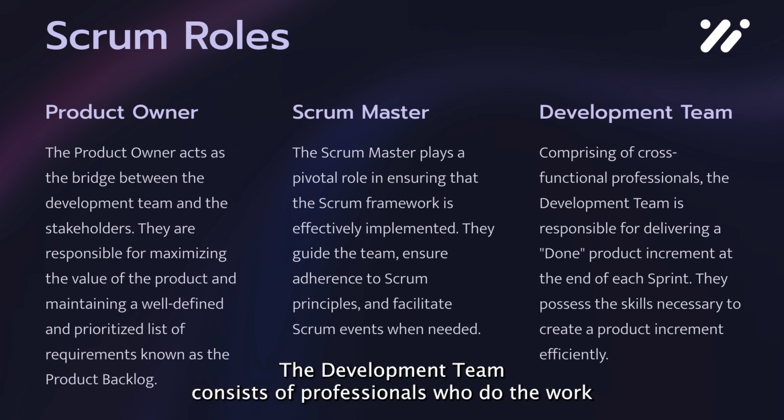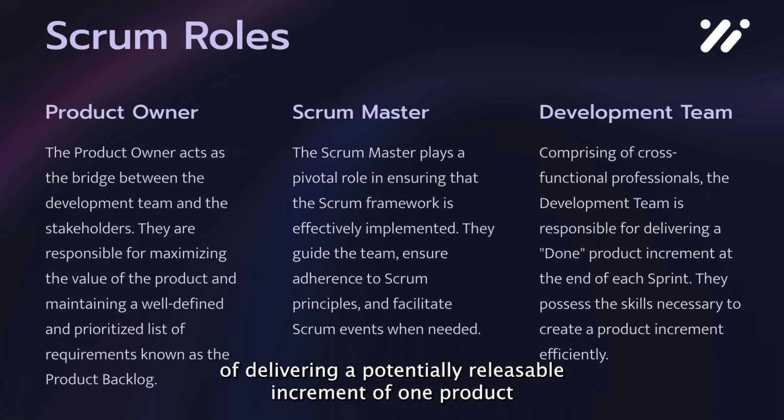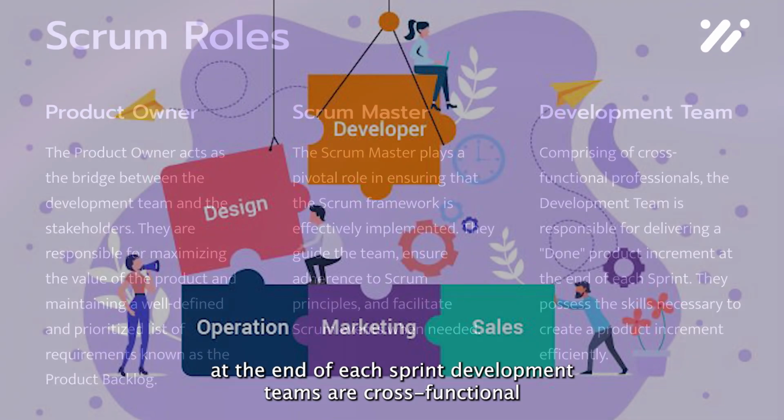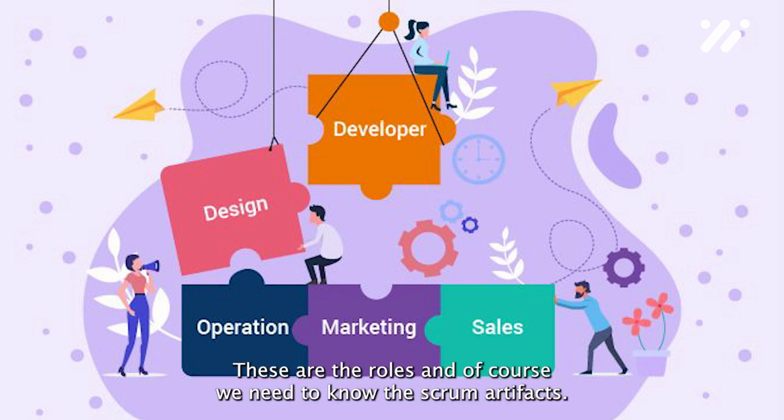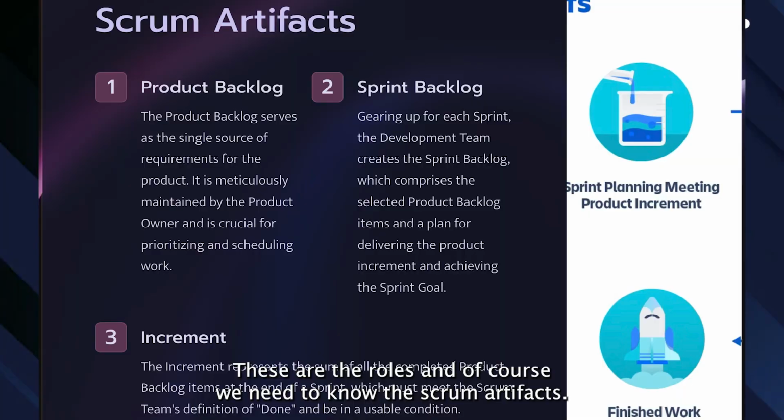Development Team. The development team consists of professionals who do the work of delivering a potentially releasable increment of done product at the end of each sprint. Development teams are cross-functional, with all the skills necessary to create a product. These are the roles, and of course, we need to know the Scrum artifacts.